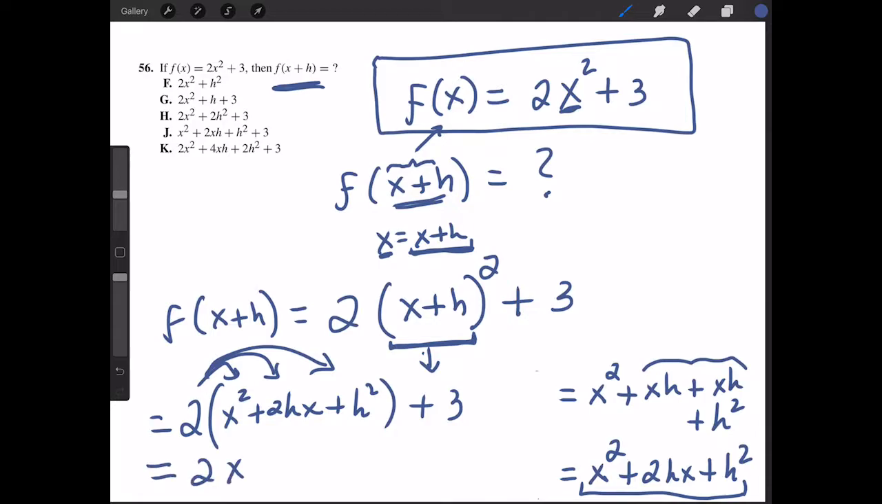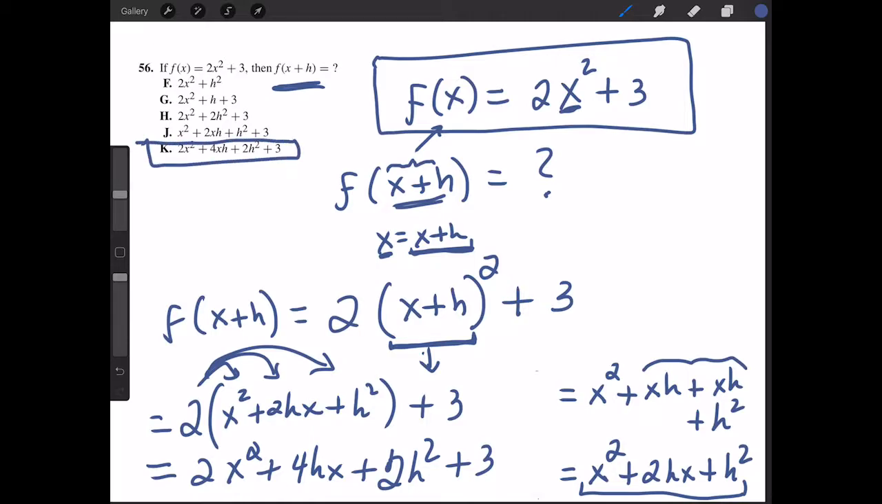Now the 2 is multiplying every single one of these 3 terms. So 2 times x squared is 2x squared, then plus 2 times 2hx is 4hx, and then plus 2 times h squared is 2h squared. And then we have a plus 3 here. And so when we look at our choices, we realize that the correct answer is K.